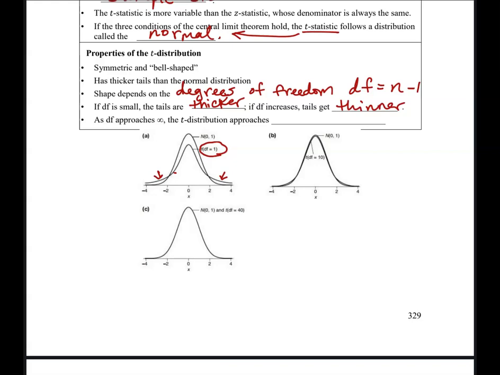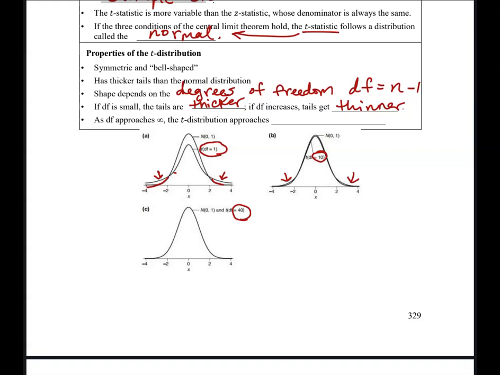They're pretty far away from the x-axis versus the regular normal distribution where the tails are much closer to the x-axis. In this picture, my degrees of freedom are 10, which is a larger sample size. So you can see my tails are a little bit thinner. They're closer to the x-axis, and I'm approaching a normal distribution. In this last picture, my degrees of freedom are 40. That means I had a sample size of 41, and I'm pretty much looking at a normal distribution.